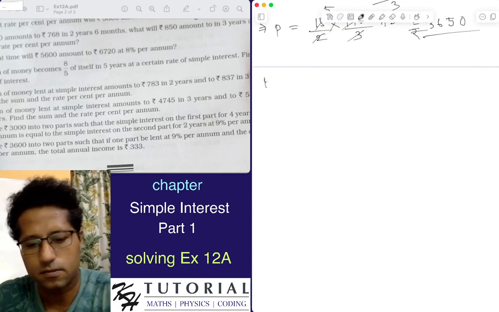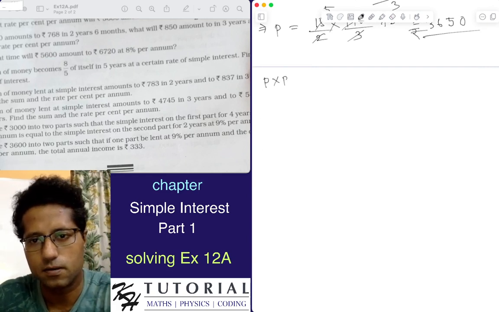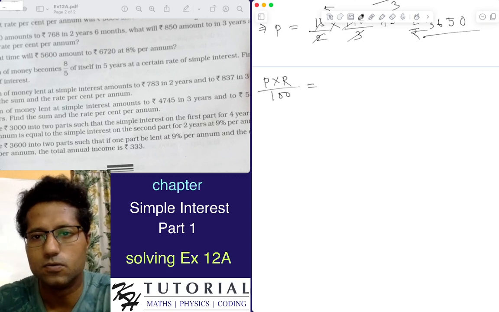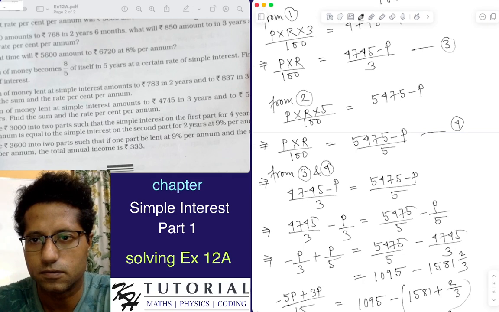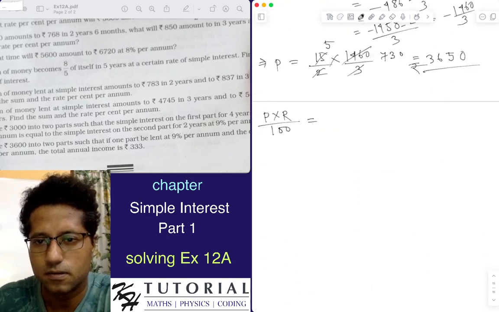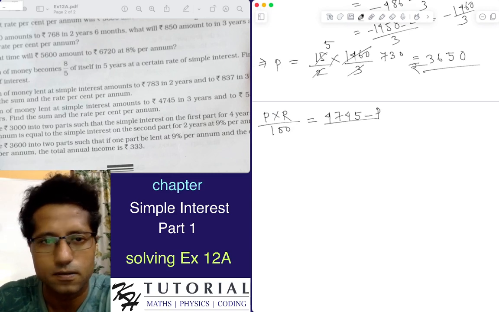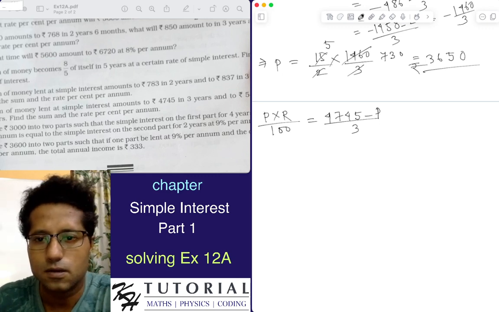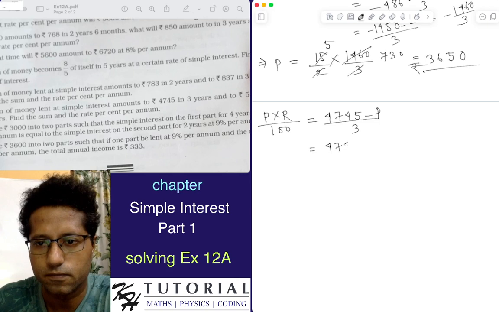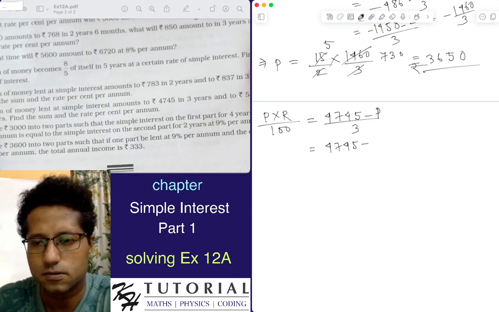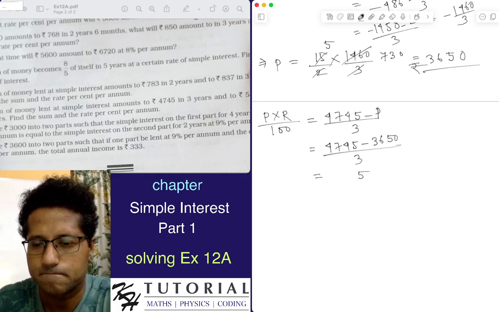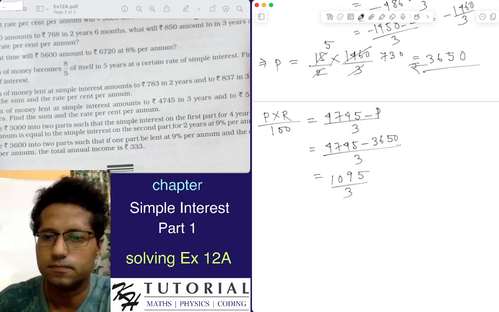Equation 3 says that P into R divided by 100 equals 4745 minus P by 3. Now this is 4745 minus 3650 divided by 3. This is how much? 5901 by 3.